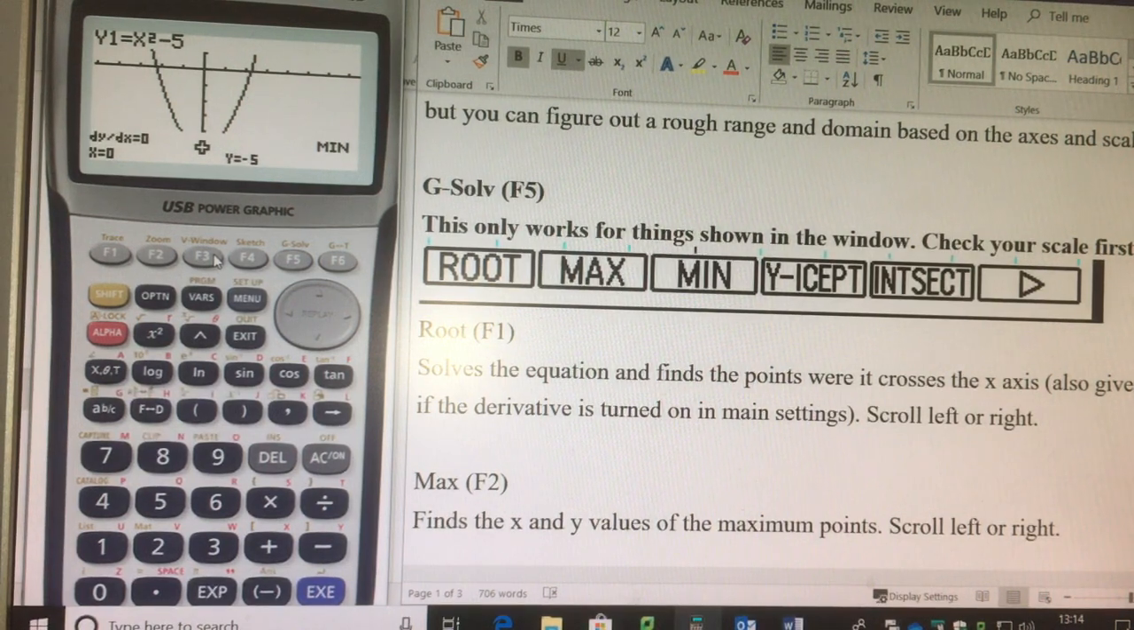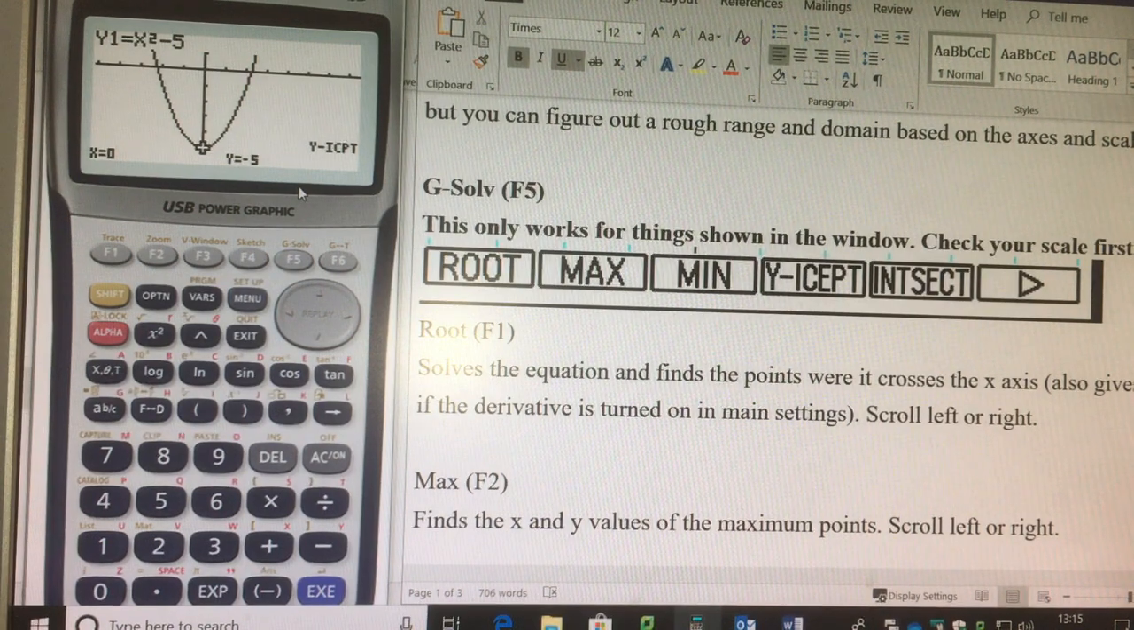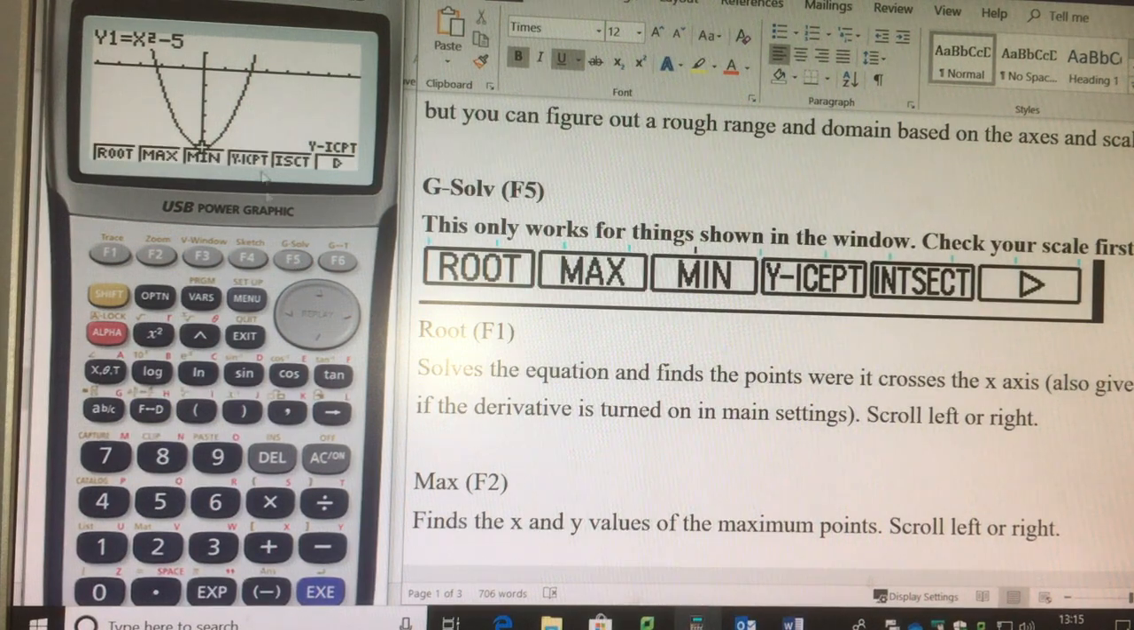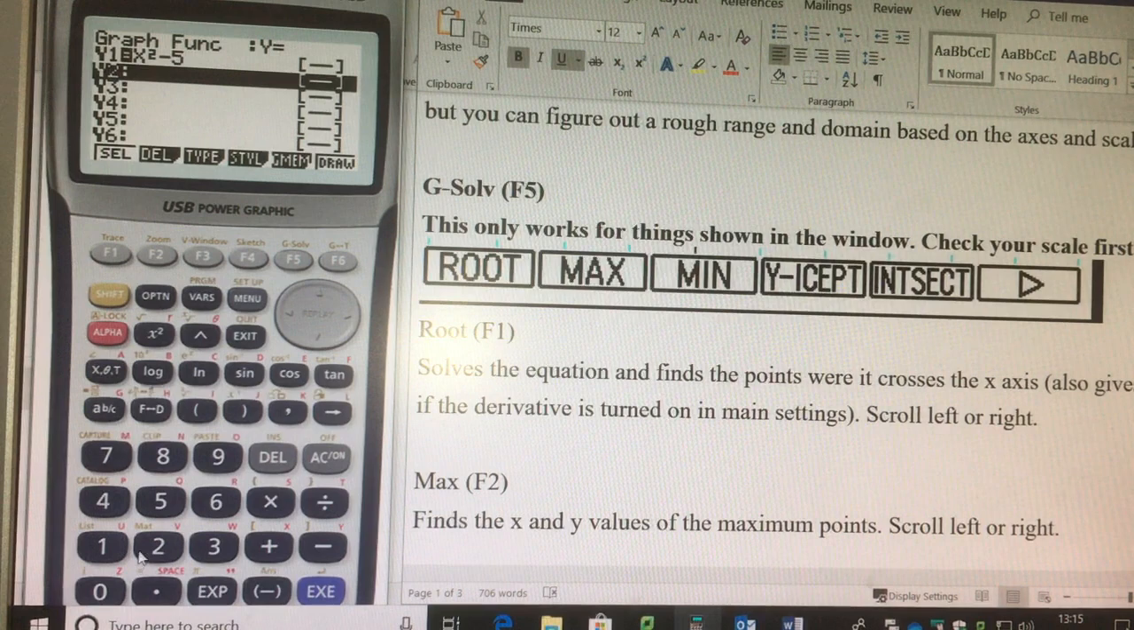Okay, the other bits you've got is Y-intercept. So obviously that's just going to find you, in this case that's the same as the minimum. It's kind of a boring graph, but again, Y-ICPT is the Y-intercept. And you've also got intersect. So if we go back a step, we're going to plot 2x as well.